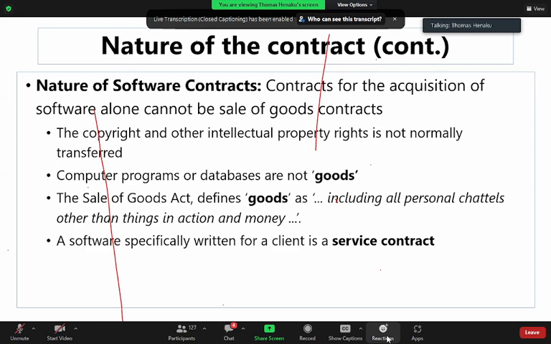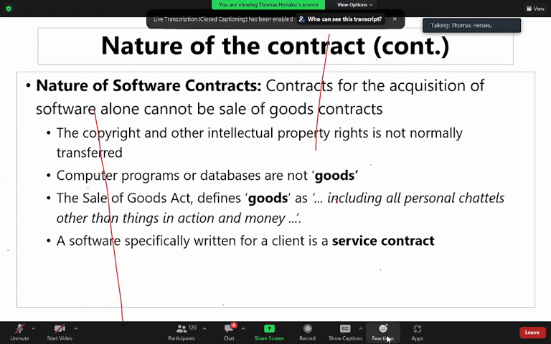Because the title to the copyright and other intellectual property is not normally transferred. And in any case, computer programs or databases are not goods. They're not goods. And so I bring the definition that the Sale of Goods Act defines goods as including all personal chattels, other than things in action and money. So you need to actually get that.